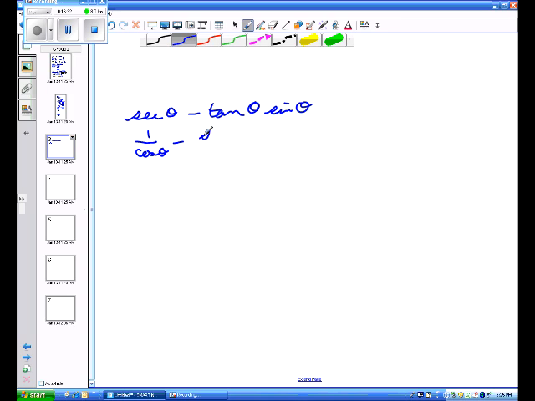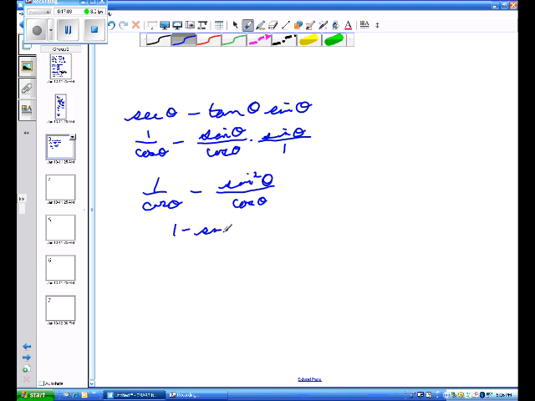Now tangent, there's a ratio identity. Tangent's equal to sine over cosine times sine. And if you want to put that as sine theta over 1, you can, if that makes your multiplication easier, you don't have to. So we have 1 over cosine minus sine squared over cosine. Okay, now we have a common denominator, so we can write this as 1 minus sine squared theta over cosine.